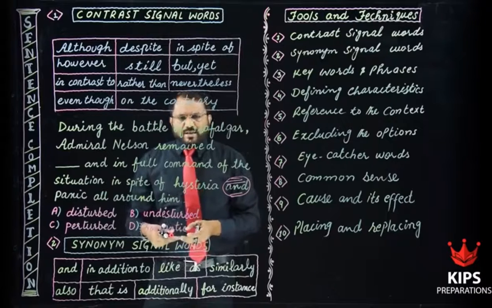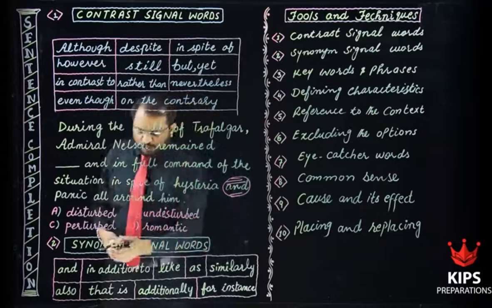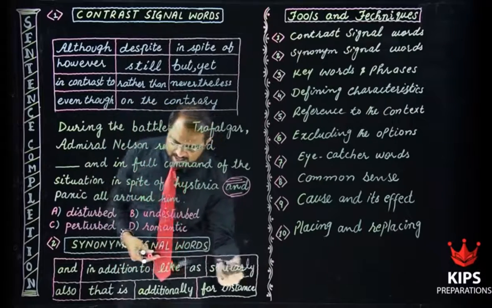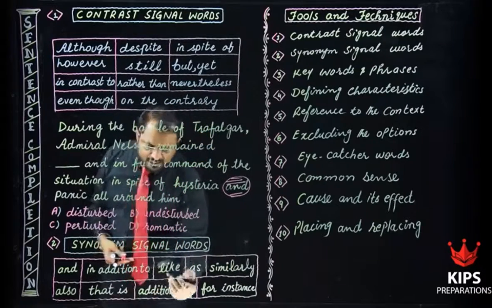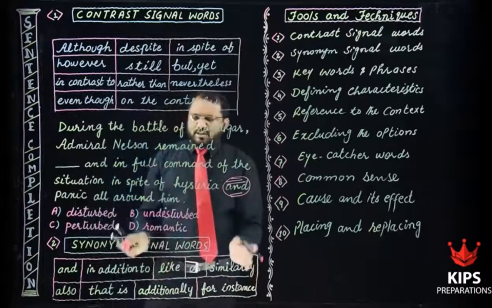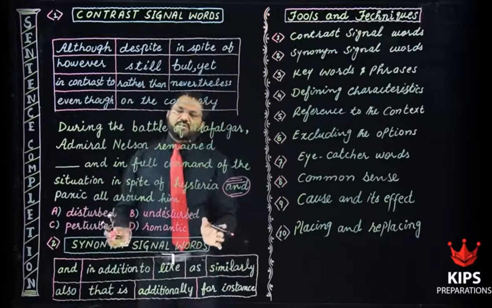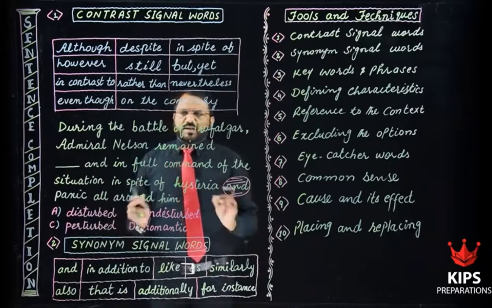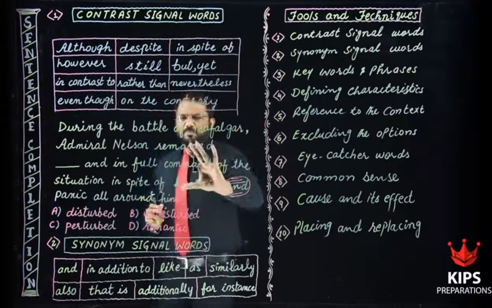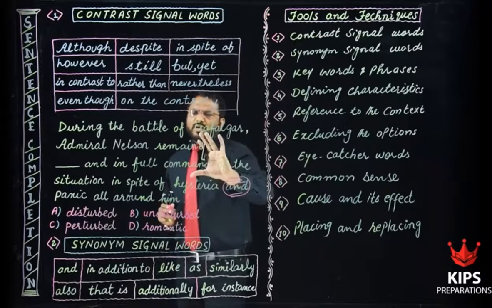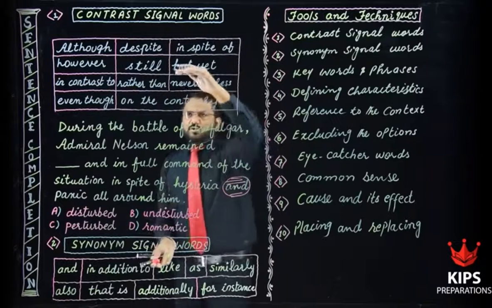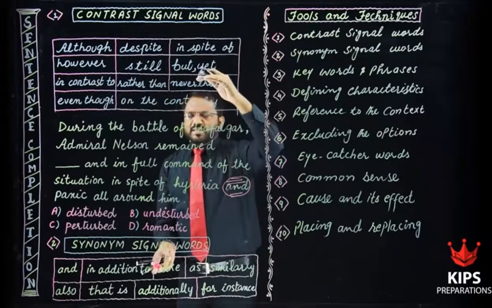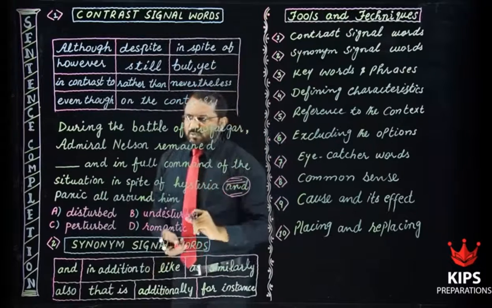In the same very manner, there are other words also: in addition to, like, as, similarly, that is, additionally, for instance. These are all the words which give you an idea that two same words or similar words are going to be used. With the help of one example, I will explain both of these two concepts, synonym signal words and contrast signal words.